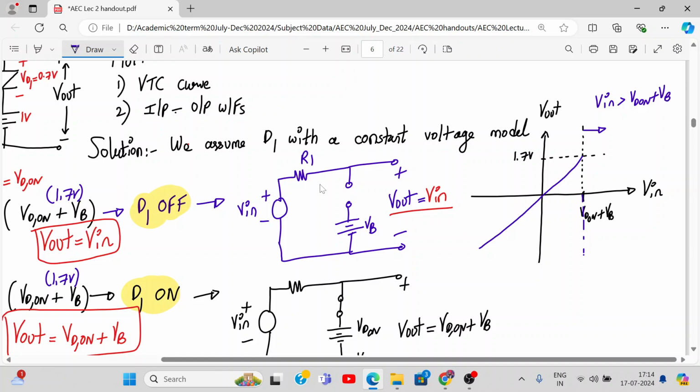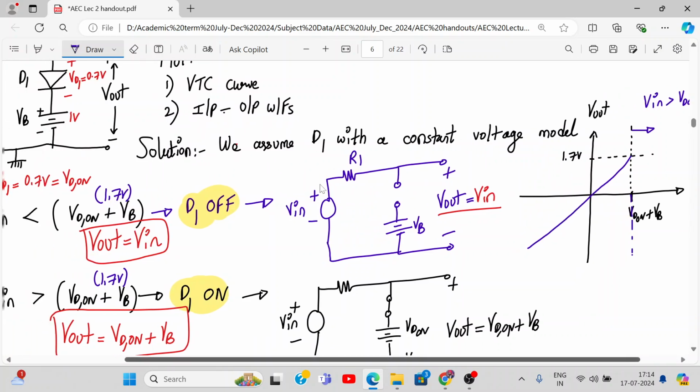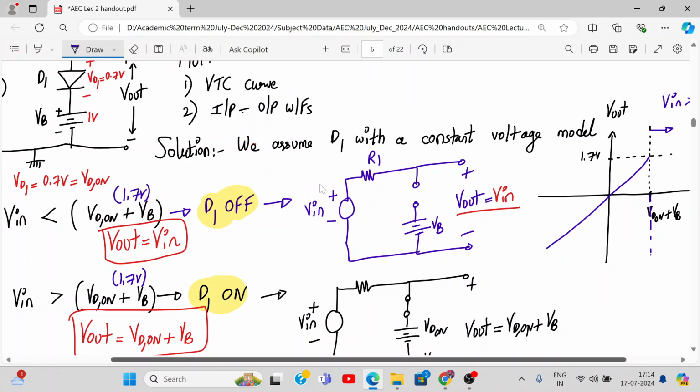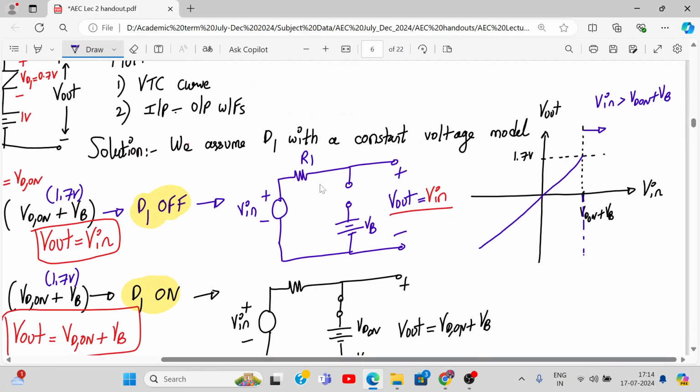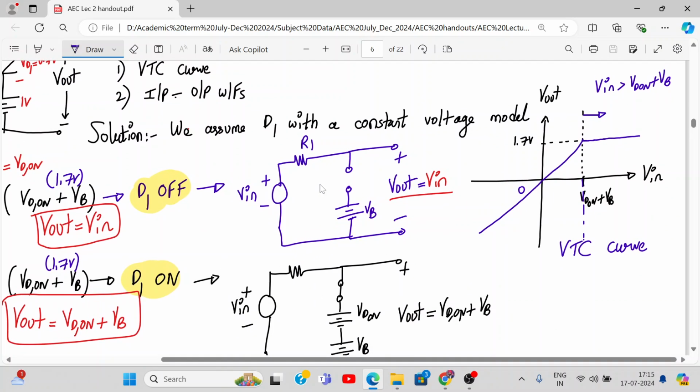This side V in is greater than VD on plus VB. So when V in is greater than VD on plus VB, the diode is on and the output saturates at how much voltage? VD on plus VB. So how much is that? Exactly. This is the graph. 1.7. Understood this? So this is my VTC curve. Isn't it easy, now that we have done the first circuit in detail? Yes or no? Perfectly clear, crystal clear. Any doubts?